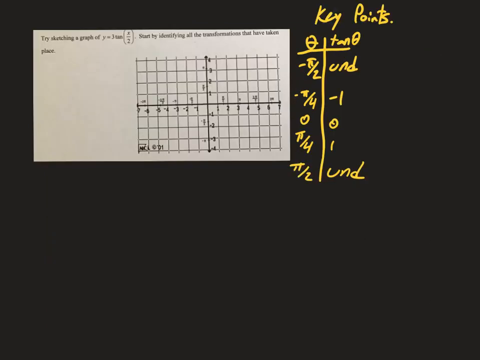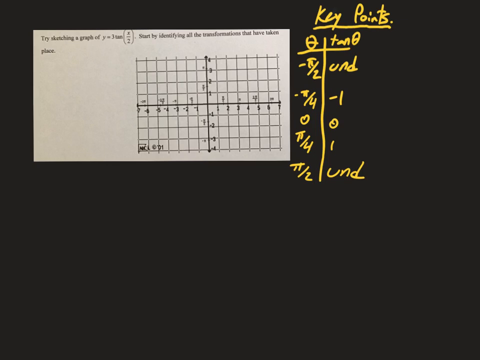Okay, now let's start trying to make a graph for this. I took a second and I noted down the key points for tangent off on the right-hand side of the page. So these are the same numbers we came up with on that chart on the front page, and those are the same numbers I'm going to use again when I graph this. So the first thing is they ask us, can we identify all the transformations that have taken place on this?